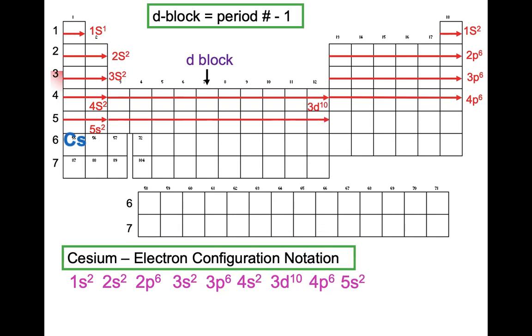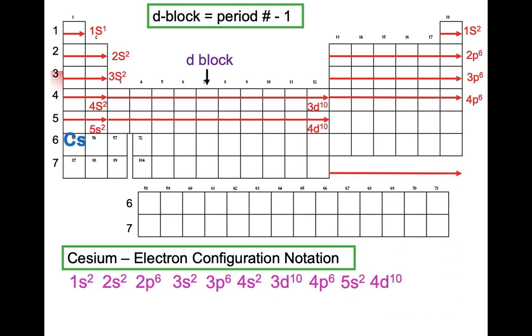Again, now we are in the d block again. We will entirely fill up that d block. It is not the same as the period number. It is period number -1. We are in period 5, so this is going to be the 4d block. We filled it with 10, so the next thing in our electron configuration is 4d10.